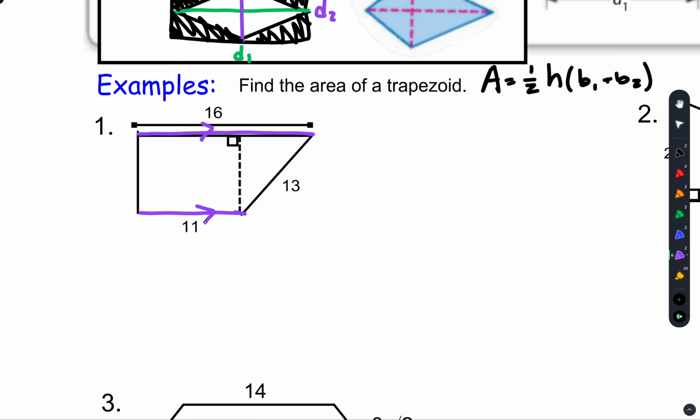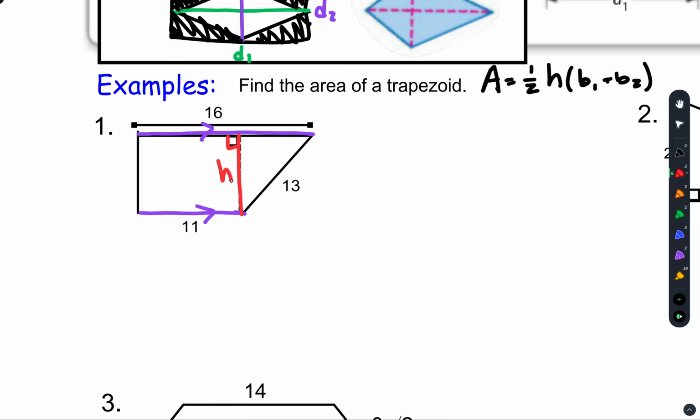Do we currently have the height found in this diagram? No. We have that slanty side, but that is not the height. Remember, height's got to form a right angle. So that's going to be this guy right here. Now to figure out what that height is going to be, I'm going to go back to my right triangle properties because this is in fact a right triangle.